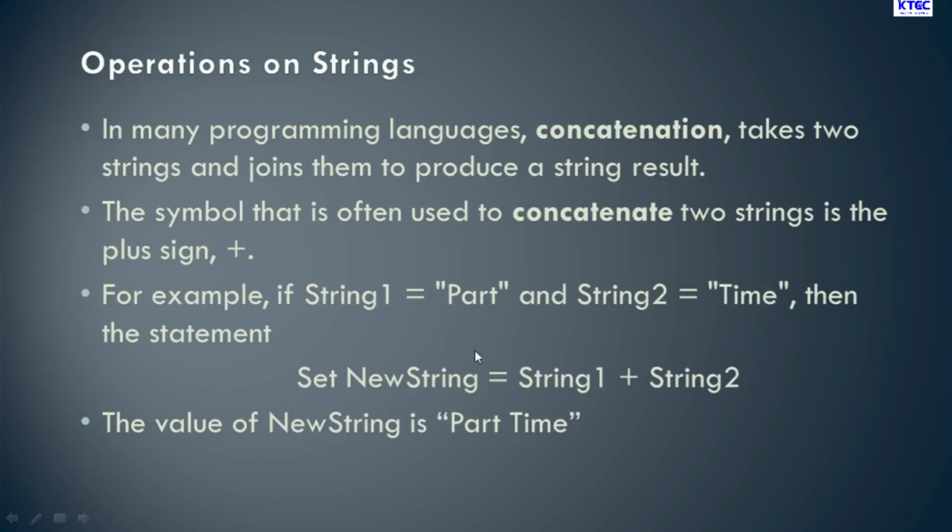So we are setting a new string, the output here. We want this to be joined to this. So in doing that, using a plus sign means we are concatenating. That is what is termed concatenation. I want to display the results. The result is going to be displayed as part time, because we are concatenating the part which is in string 1 plus string 2, which is time. So it sounds part time.